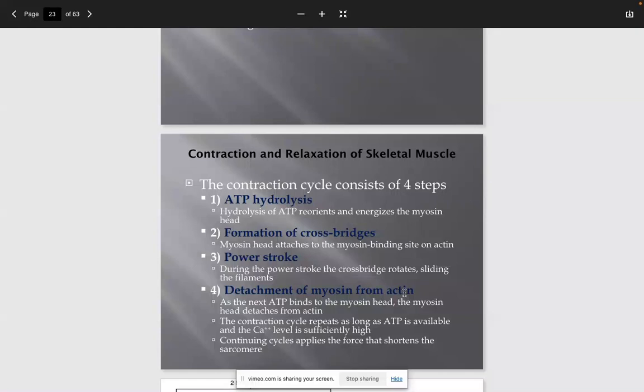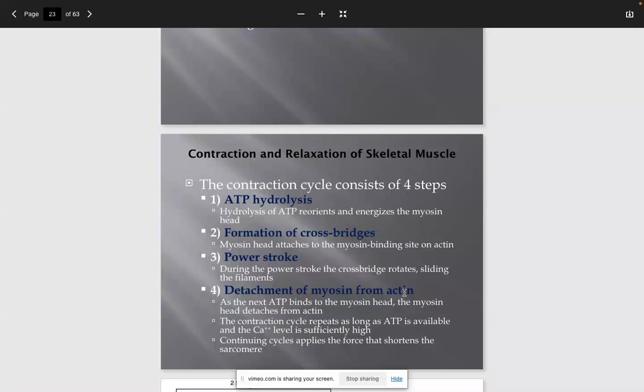After this, we're going to have the formation of something called cross bridges. This is where the myosin head is going to attach to the actin binding site. Then we have an important thing called the power stroke. During the power stroke, the cross bridge rotates, sliding the filaments. This is where the sliding filament model comes in. Then eventually we're going to have detachment of myosin from actin. As the next ATP binds to the myosin head, it detaches from actin. So once myosin binds to actin and we have the next ATP binding, it will then detach.